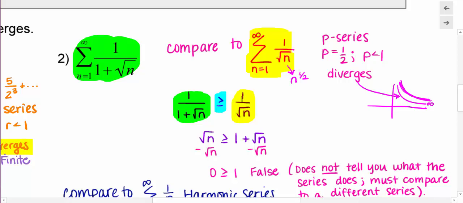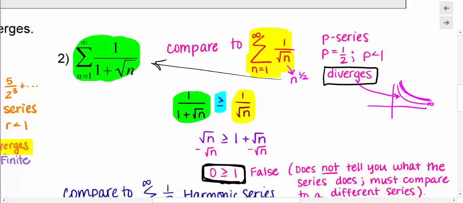And when we multiply both sides and try to solve this, I get 0 is greater than or equal to 1. And this is where some people get desperate and say, no, I must have done something wrong, I'll just change the inequality. No. Or they say, oh, okay, well, that was false. So this yellow series diverged, and because I got false, that must mean this one converges.